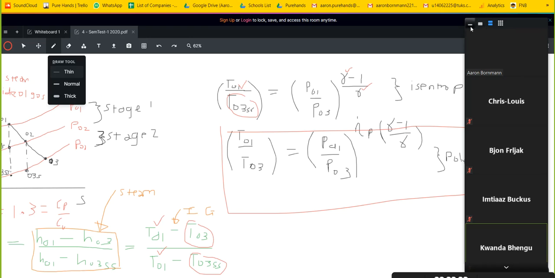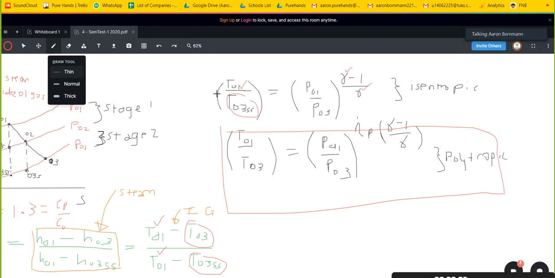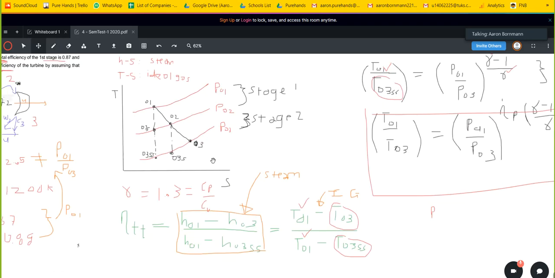Okay, so I'm going to continue from where I left off. I was saying that we need to take the knowns and unknowns. We don't know what this pressure ratio is, so we need to find the pressure ratio.